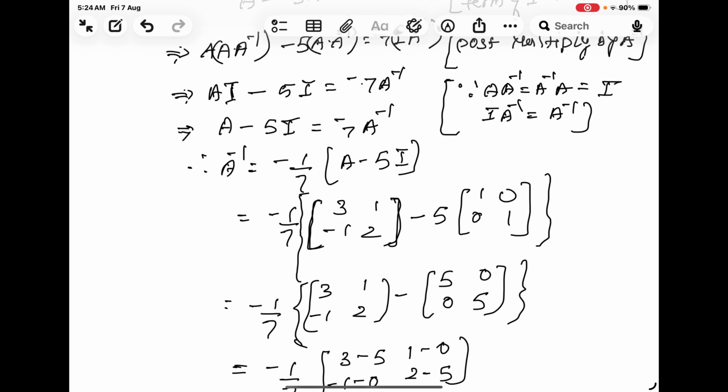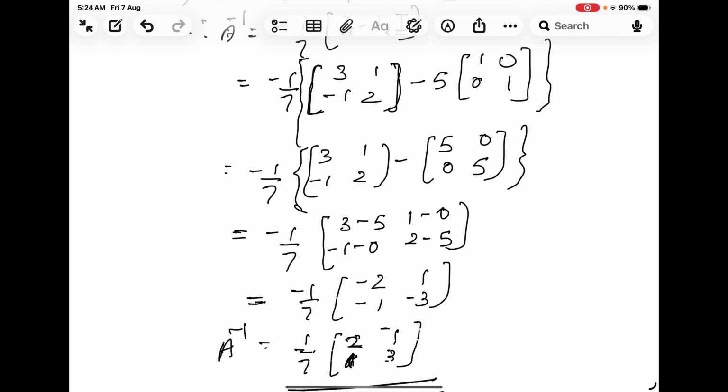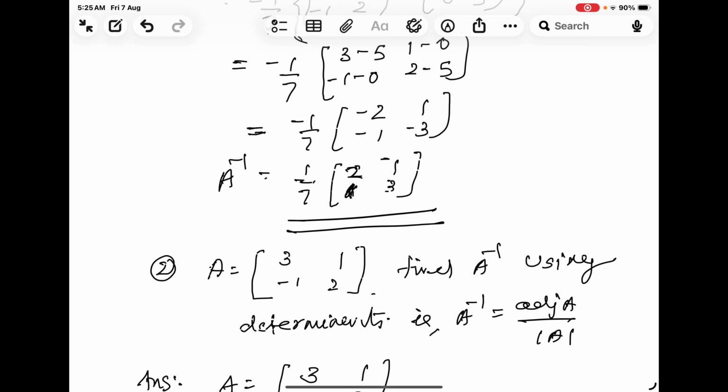That is negative 1 by 7 into 3, 1, negative 1, 2 minus 5, 0, 0, 5. That's equal to negative 1 by 7 into 3 minus 5. Subtract the corresponding elements: 1 minus 0, negative 1 minus 0, 2 minus 5. That is negative 1 by 7 into matrix negative 2, 1, negative 1, negative 3. That is A inverse equal to 1 by 7 into 2, negative 1, 1, 3. This is A inverse by the first method.